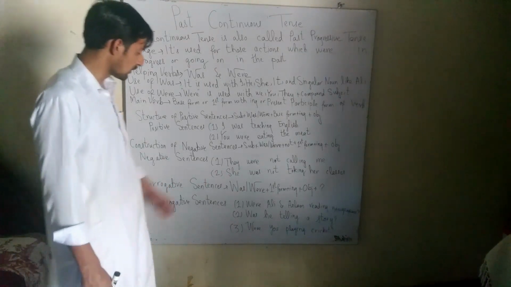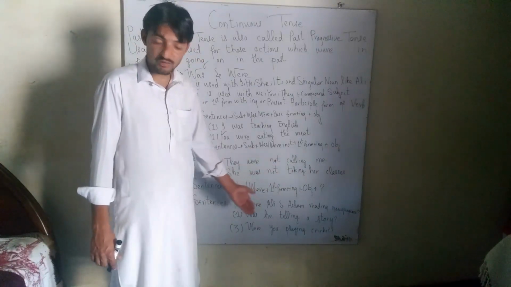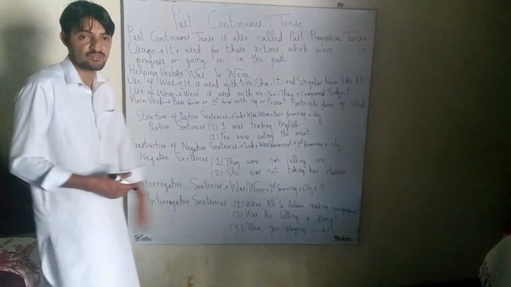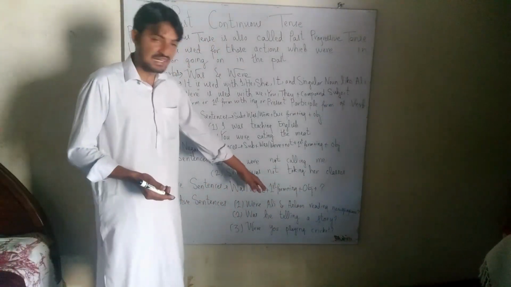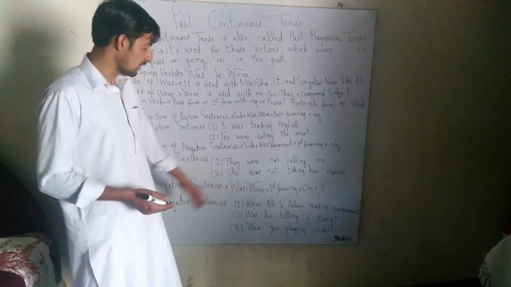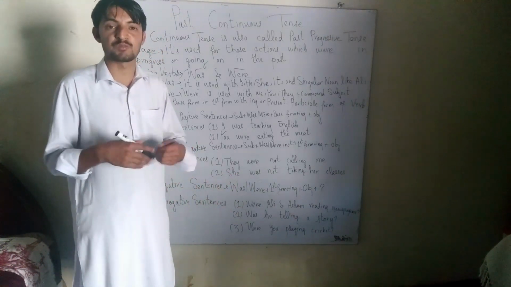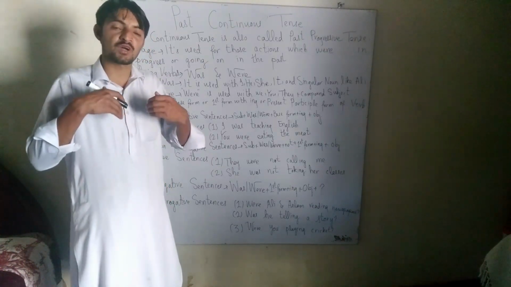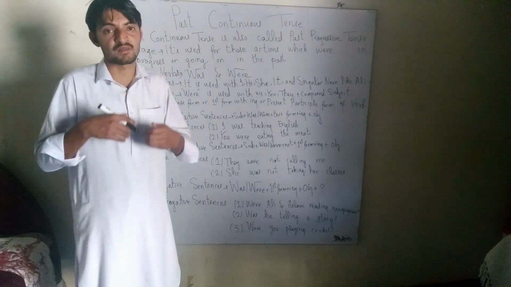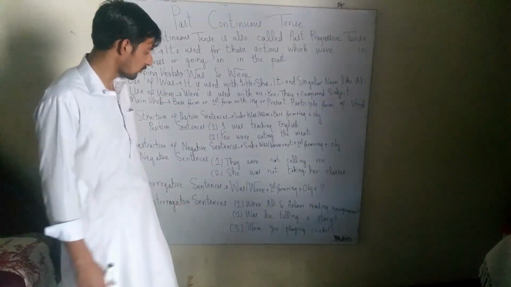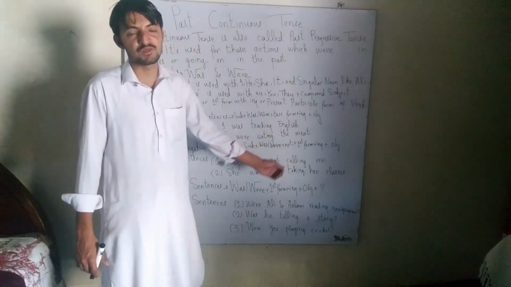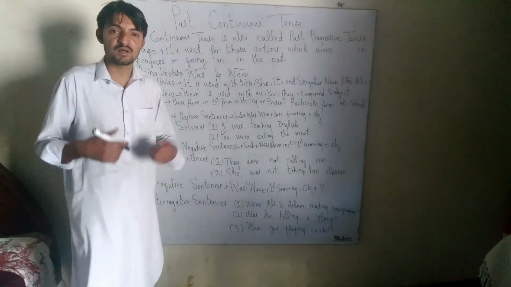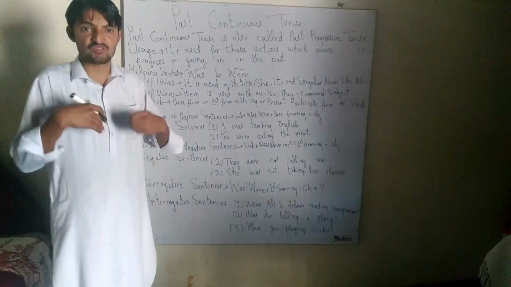Let's talk about them. The first example is: were Ali and Aslam reading newspapers? In this sentence, we have a compound subject, which is Ali and Aslam. That's why we have used the helping verb were and not was, because we have a compound subject. So, were Ali and Aslam reading newspapers? At the end we have put a question mark because it's an interrogative sentence.